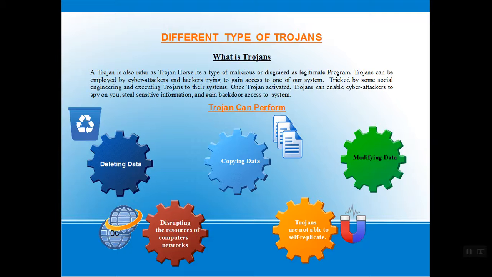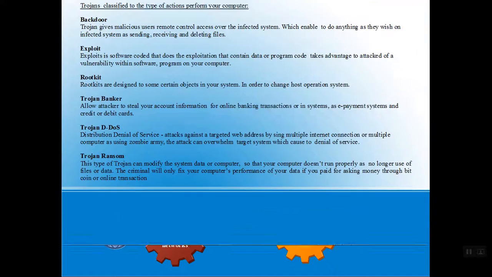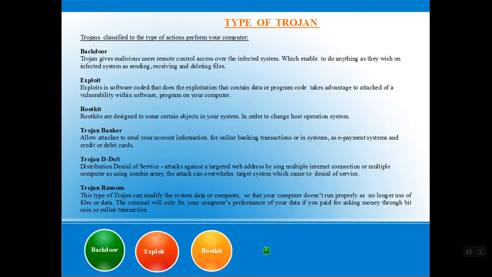A very serious note: a Trojan is not self-replicating. If the user by mistake initiates it, then it will run, but it will not replicate by itself. The fourth one is modifying data. Data such as your account number or other information can be changed without your presence. So these are the various types of attacks Trojans can perform. Later we will go on to the types of Trojans.